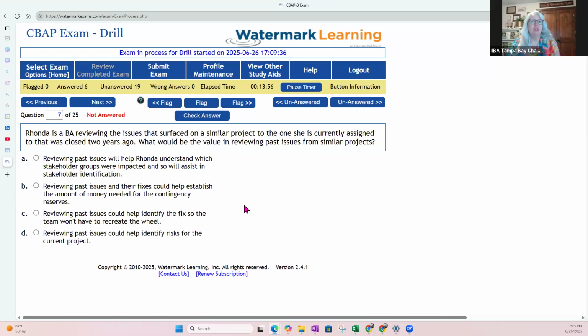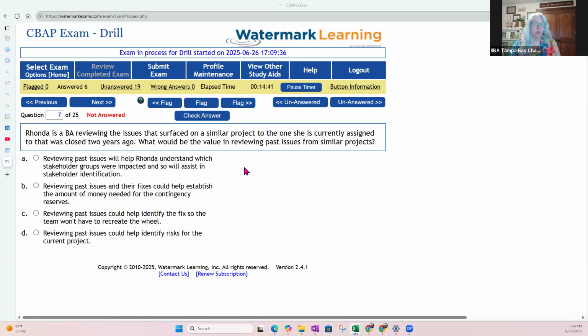Rhonda is a BA reviewing the issues that surfaced on a similar project to the one she's currently assigned to that was closed 2 years ago. What would be the value in reviewing past issues from similar projects? So what task is she in if she's looking at past issues on similar projects? It can be about risk. So you think she's in assess risks? Not necessarily, but if you're looking at the historical data, you might be assessing risk. Maybe current state, maybe solution evaluation. Well, let's move on and we'll see which one it says.